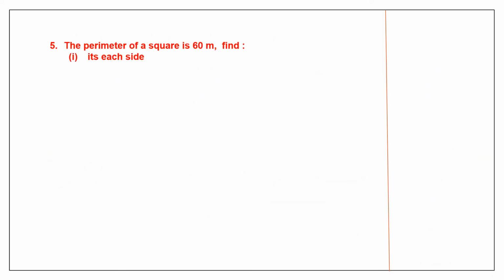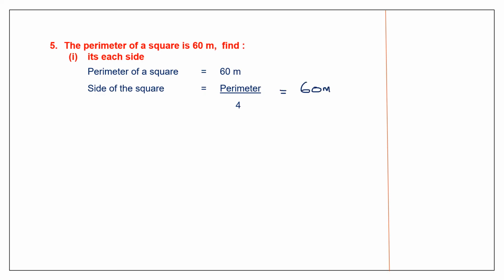Perimeter of a square is given to us. We have to find its each side. Okay, so the perimeter of the square is 60 meters. To find the side of the square, we use the formula perimeter by 4. That is 60 meters by 4. So let's divide 60 by 4.